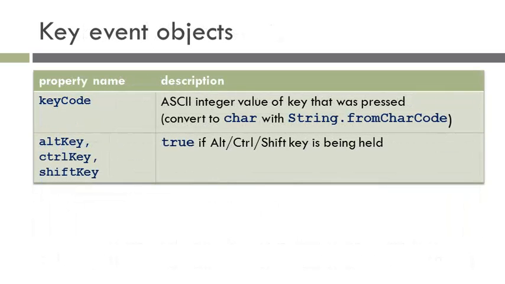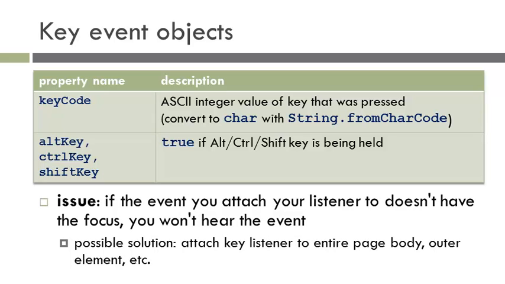When a keyboard event is triggered, the following properties are available in the event object. Key code is an ASCII integer value of the key that was pressed. Alt key, Control key, and Shift key will return true if any of those keys were pressed. In order for the event to be fired, the element with the event attached to it has to have the focus. If you need a global event for a keyboard event, then one solution is to attach it to an area where it will be in scope, such as to the form and not to a specific element or to the page body.